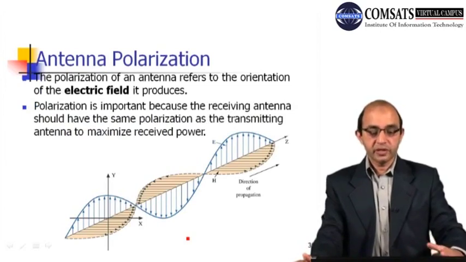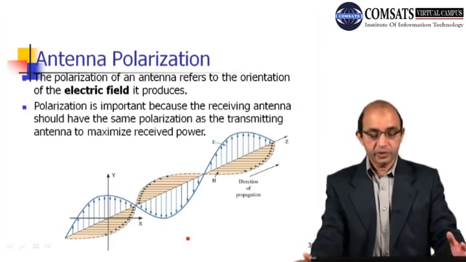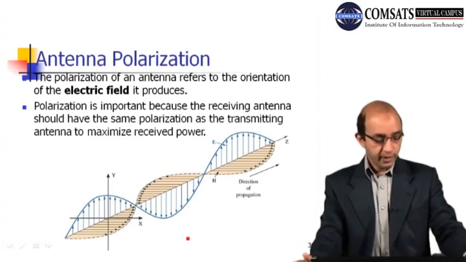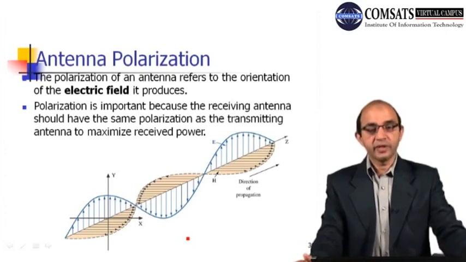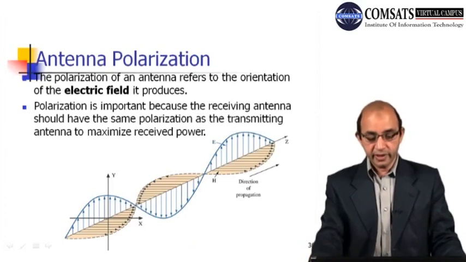So this polarization is produced due to the rotation of the electric and magnetic field. You can see that here we have the electric field in the upward direction, and here we have the direction of the magnetic field.